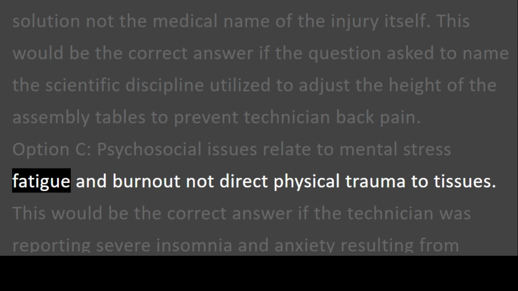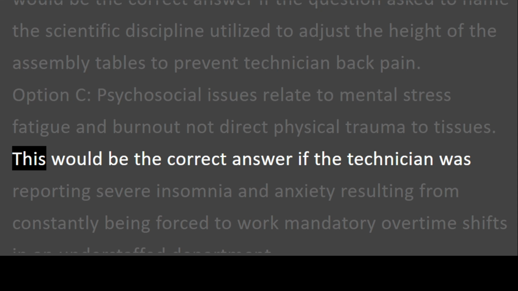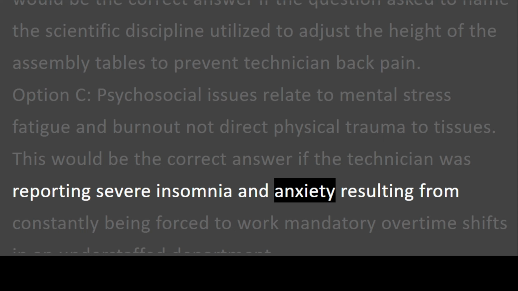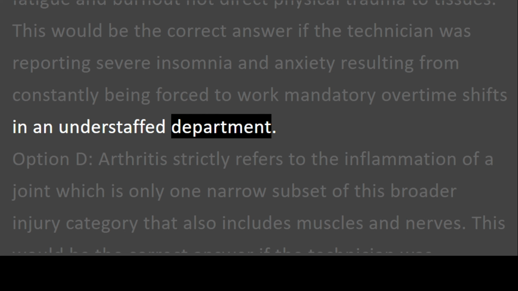Option C. Psychosocial issues relate to mental stress, fatigue, and burnout, not direct physical trauma to tissues. This would be the correct answer if the technician was reporting severe insomnia and anxiety resulting from constantly being forced to work mandatory overtime shifts in an understaffed department.